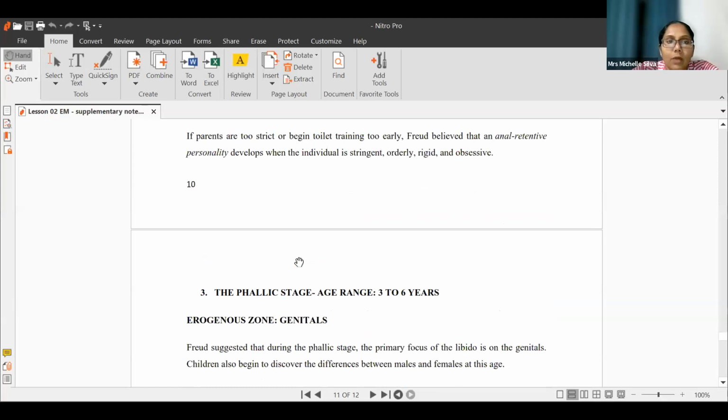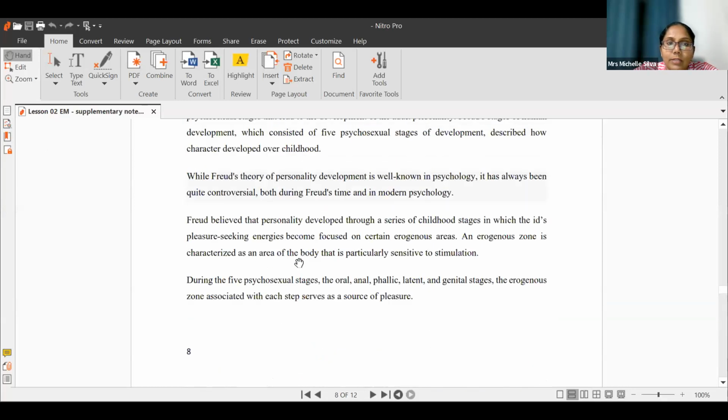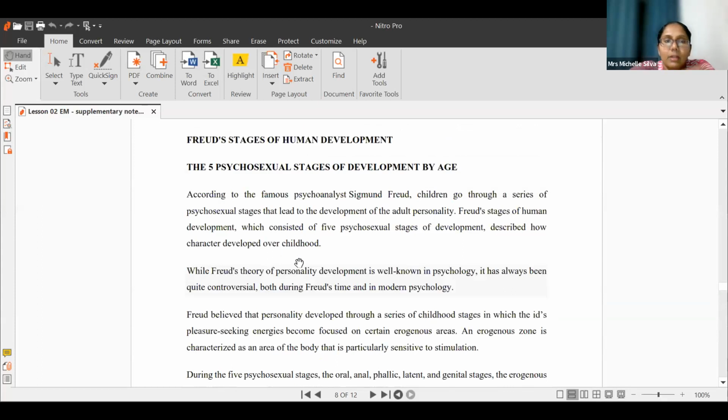Now, when we are referring to the 5 stages, we know Sigmund Freud, so let's go from the beginning: Sigmund Freud's stages of human development. There are 5 psychosexual stages of development by age. According to Sigmund Freud, a psychoanalyst, children go through a series of psychosexual stages which lead to the development of the adult personality.